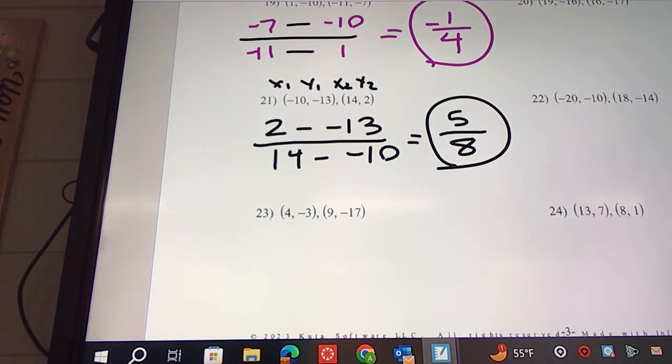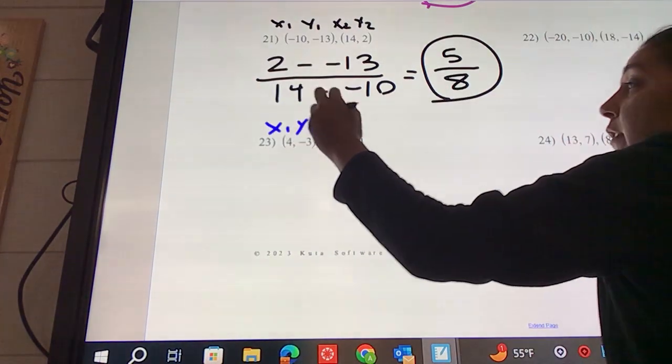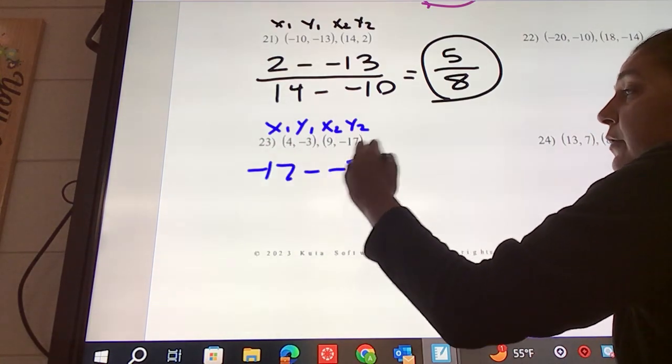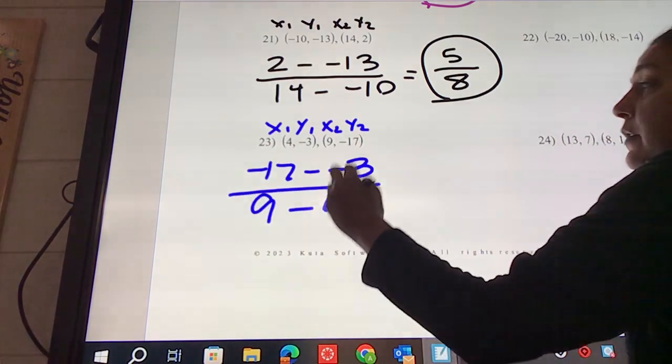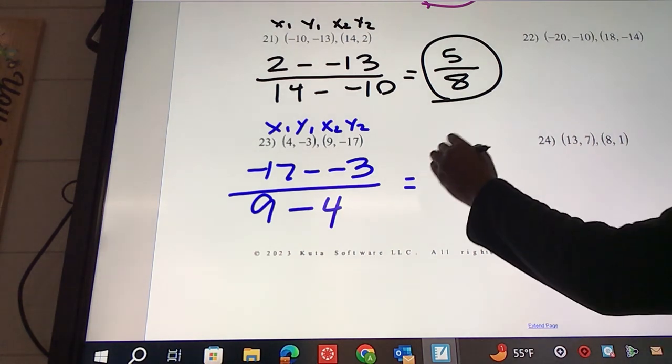Okay, last one. I got x1, y1, x2, y2. So I got negative 17 minus negative 3 over 9 minus 4. Okay, 1405. You got negative 14 over 5 also?